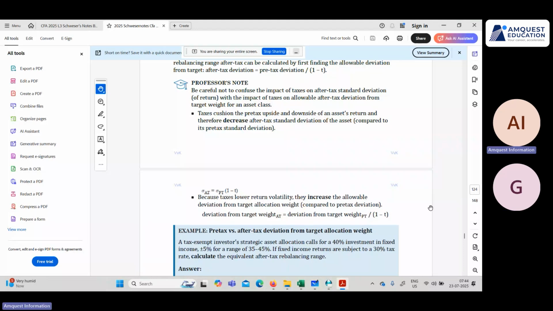So this 5% deviation, if you do 5 divided by 1 minus 0.3, let's say 5 divided by 0.7, how much does the value turn out to be? It should be something like 7. So let's keep it 7 for now. Originally it was 40 and the deviation is 5. If the tax is 30%, my deviation now can be 7, while it was 5 before. So while the range was 35 to 45 before, it will now be 33 and 47.